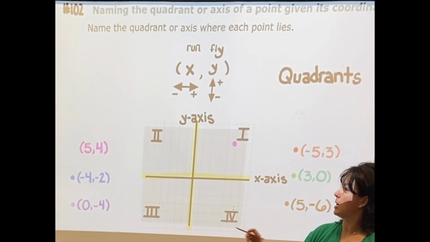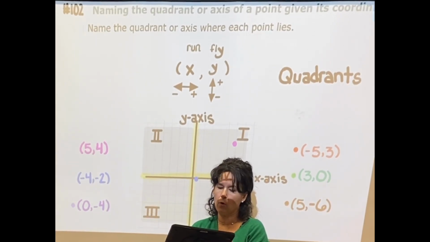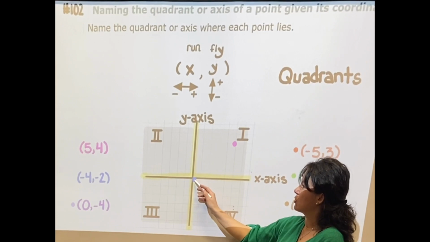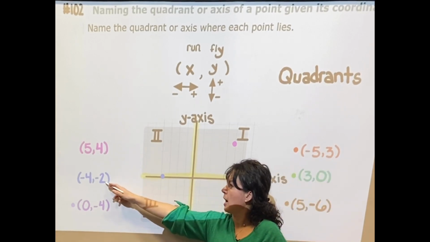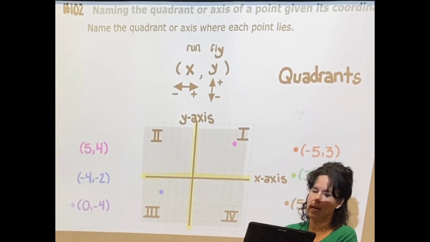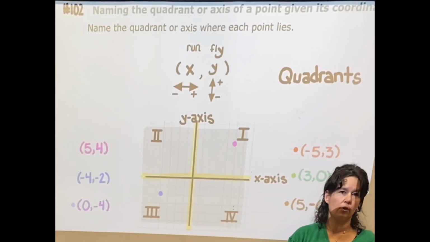Okay, this next one, negative 4, negative 2. So I'm gonna run negative 4, fly negative 2. So running negative 4 is left. So I went left 4. And then fly negative 2, so that's down 2. So negative 4, negative 2 is in quadrant 3.